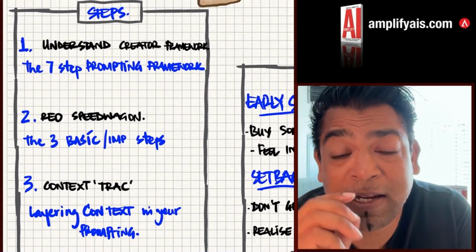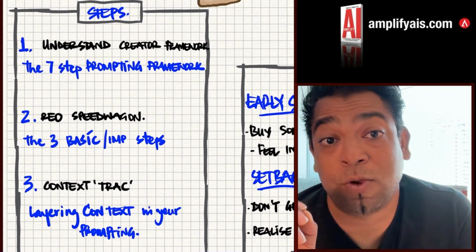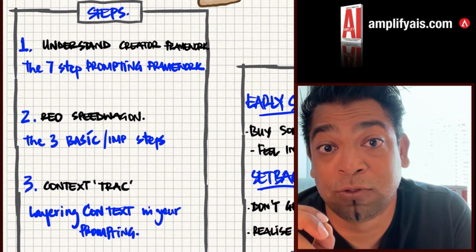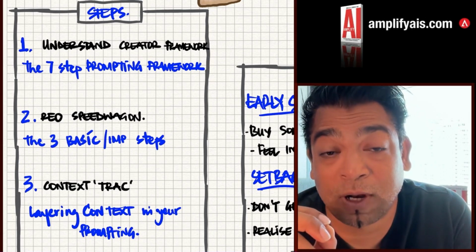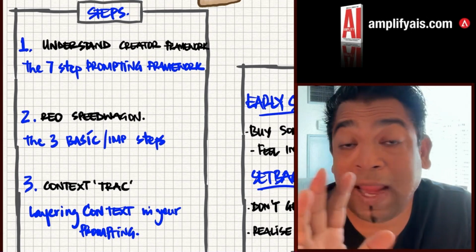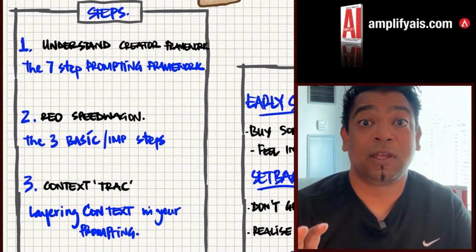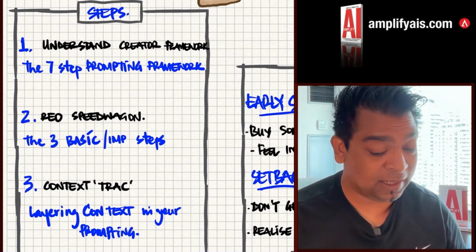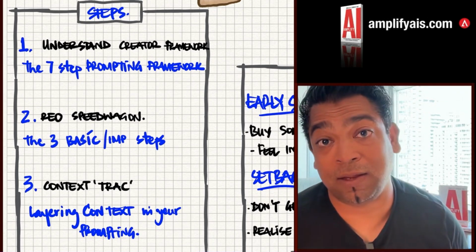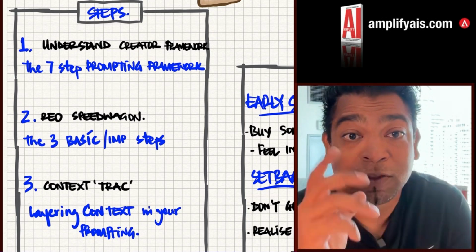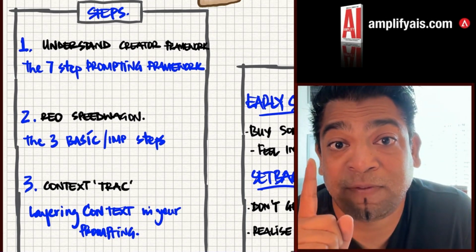First step is to understand the prompting framework. It's a 7-step prompting framework for you to get the results that you want out of any AI model. Any AI model will do that for you, whether it's Claude, ChatGPT, Meta, Gemini, or Llama, doesn't matter really. Llama is better. So the first step is to understand the CREATOR framework, okay?